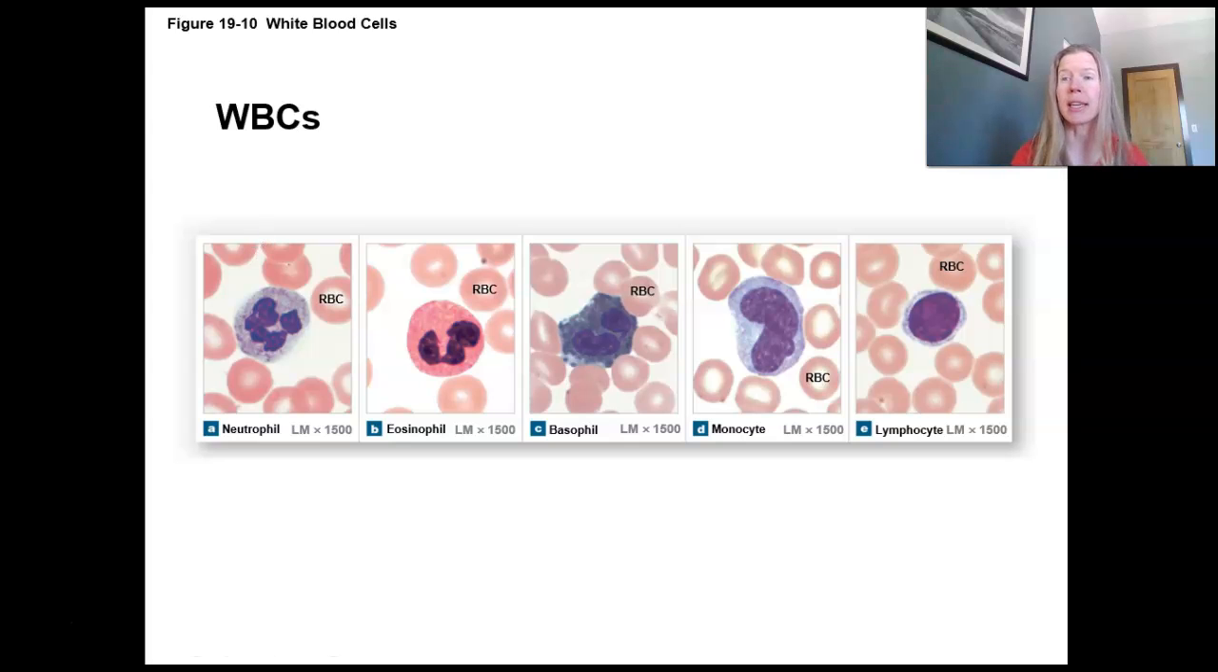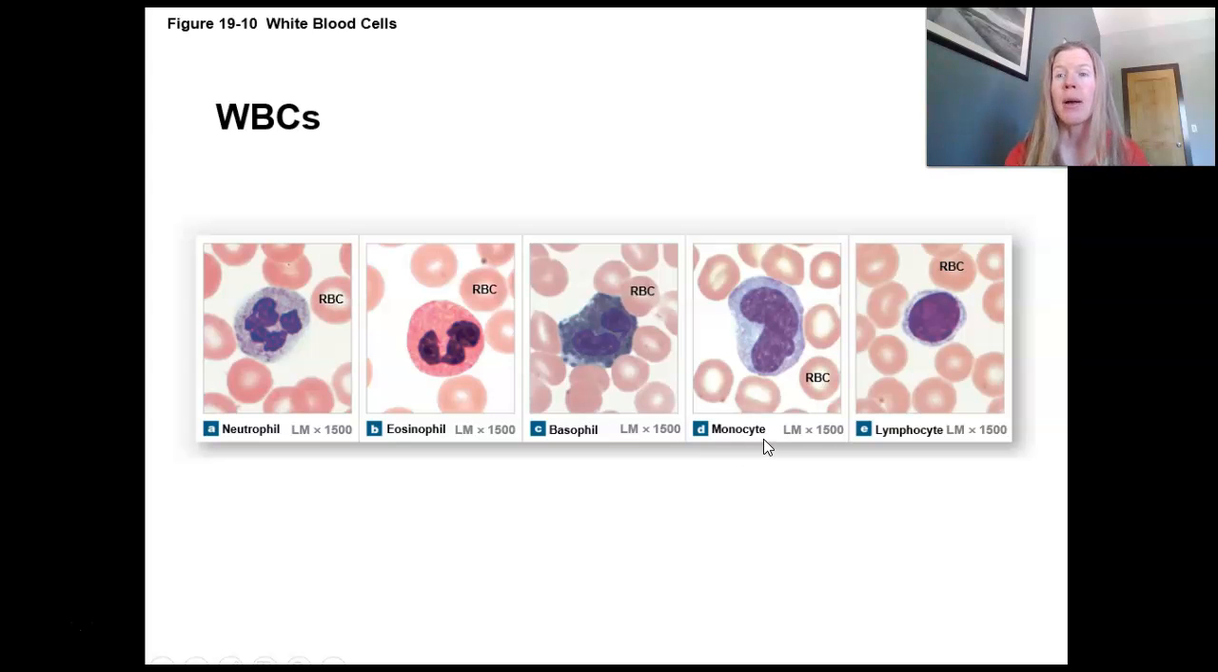Those are basically phagocytic cells. They engulf a dozen or so bacteria before they self-destruct. Eosinophils, these bright pink ones, you tend to see those going after things like multicellular parasites or maybe being involved in allergies. Basophils, these are going to be full of histamine, so very important in the inflammatory response.